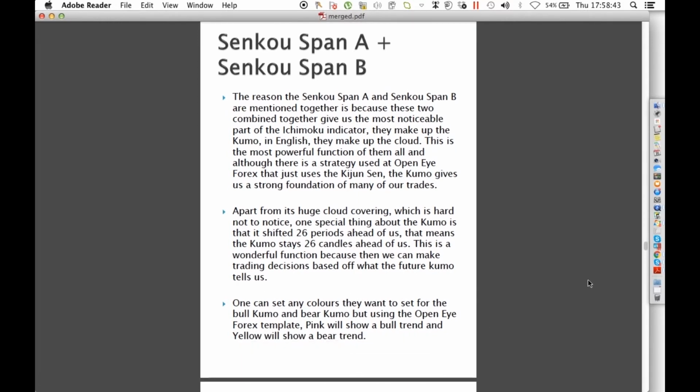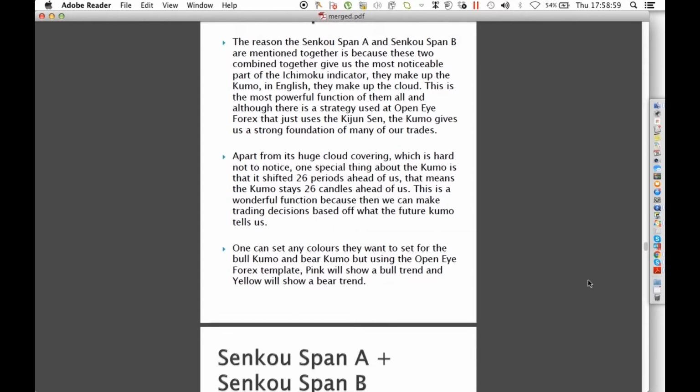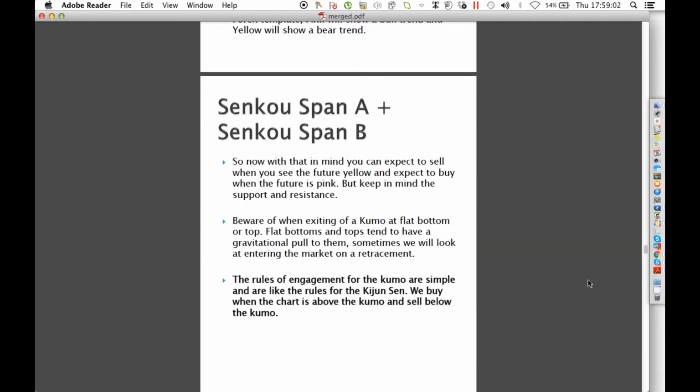One can set any color they want for a bull Kumo and a bear Kumo, but using the OpenEye Forex template, pink will show a bullish trend and yellow will show a bearish trend. Okay, so still on Senkou Span A and B. With that in mind, you can expect to sell when you see the future yellow, and you can expect to buy when you see the future pink. But always keep in mind support and resistance.